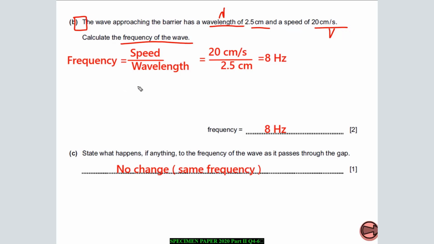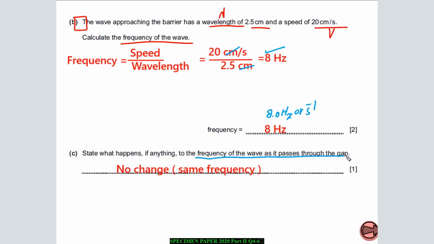Frequency is speed over wavelength. Centimeter will be cancelled with centimeter. We will get, this is our final answer, 8 Hertz. Because this has 2 significant figures, we can also write 8.0 Hertz, or we can also say per second. This is what happens to the frequency.